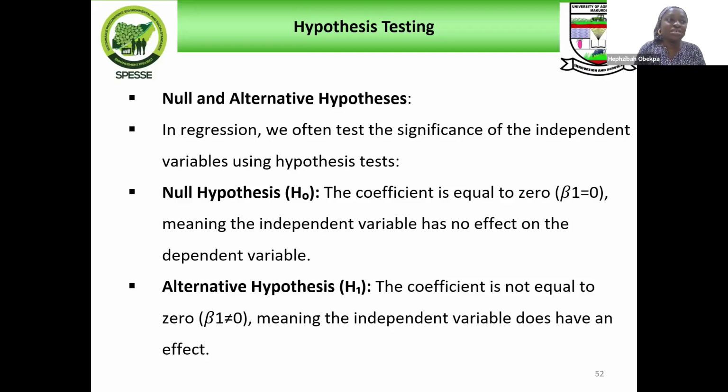So if you have found a regression, even if there's a relationship between age and education, the null hypothesis will say it is not significant, while the alternative will say it's significant. So our p-value or t-value will tell us whether we'll accept the null hypothesis or we'll accept the alternative hypothesis. Is this clear?